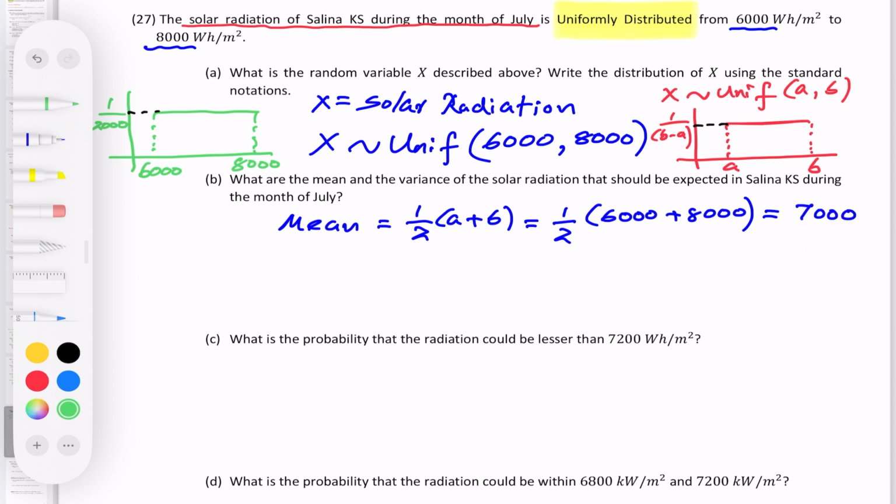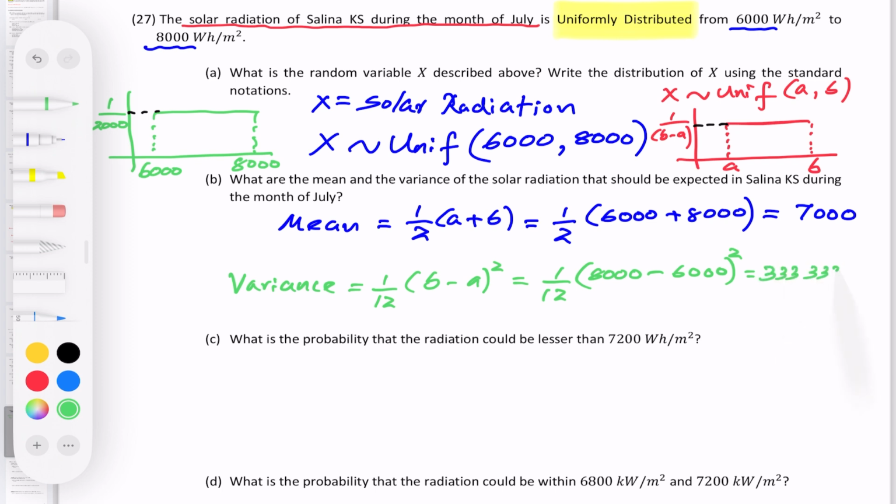All right. In addition to that, we should also find the variance. So how did we define the variance for the uniform A to B distribution? It was defined as 1 over 12 times B minus A, everything squared. So for this question, it should be 1 over 12 times 8,000 minus 6,000, everything squared. If you simplify that, you're going to get 333,333.3. That 3 is going to be repeating. All right, let's go on to part C.